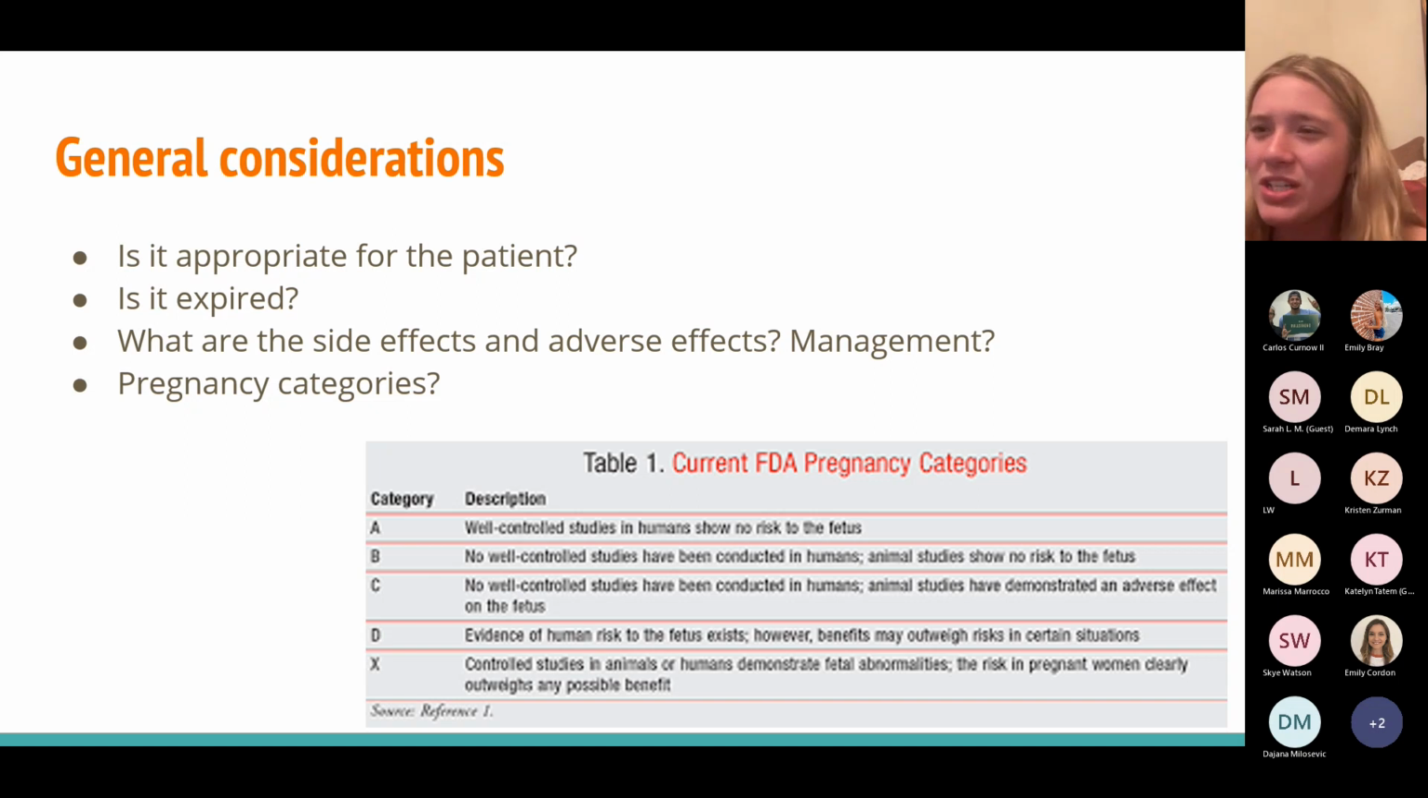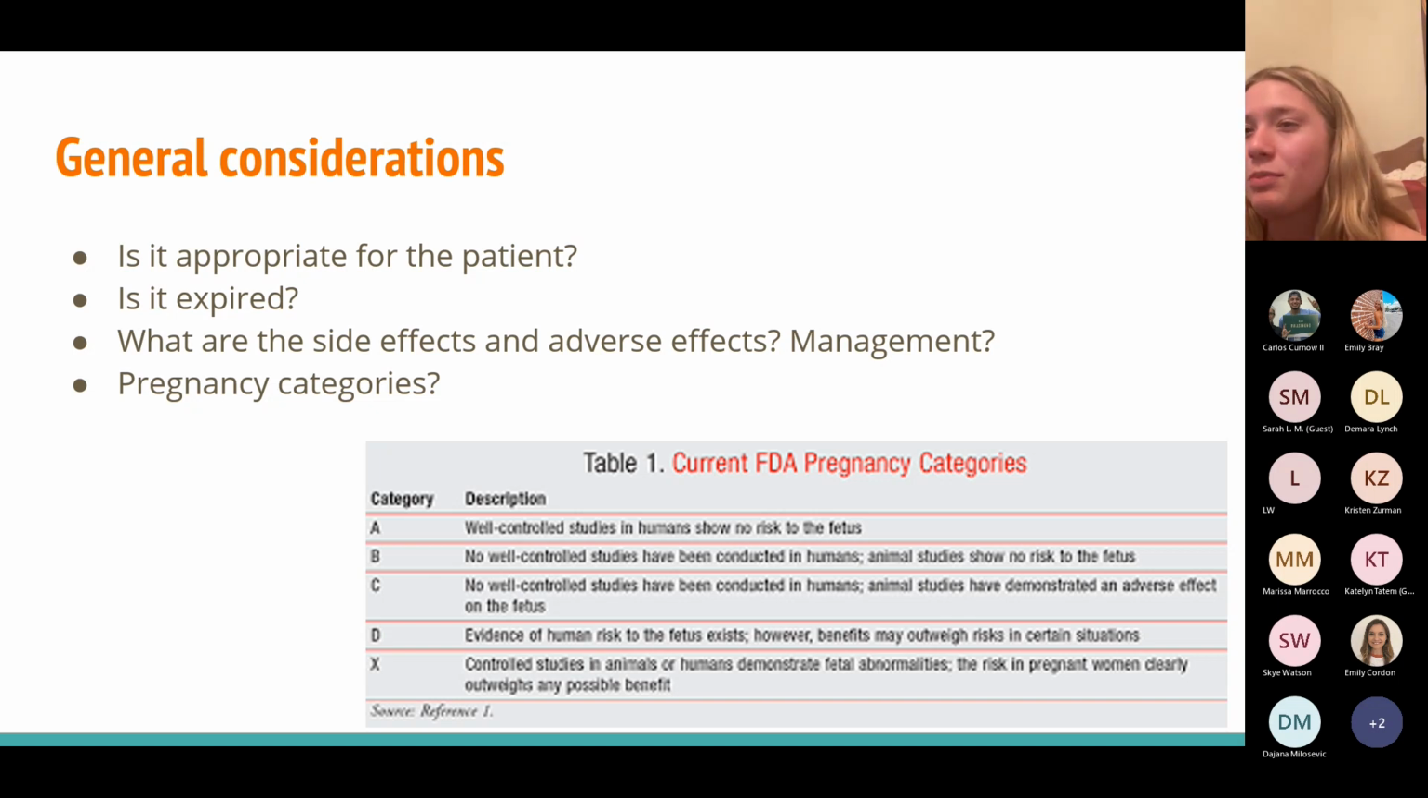Also, is this medication expired? It happens to the best of us. Sometimes you go to give a med and you notice it's expired. So just look at that. Also, what are the main side effects? Now, you don't have to go up to your patient. This is going to be nausea, vomiting, diarrhea, etc. But just know if it causes an upset tummy, maybe tell your patient, take it with some crackers. Also, when to call 911 or when to go to the hospital if you experience an adverse effect, and how do we manage, mitigate, etc.